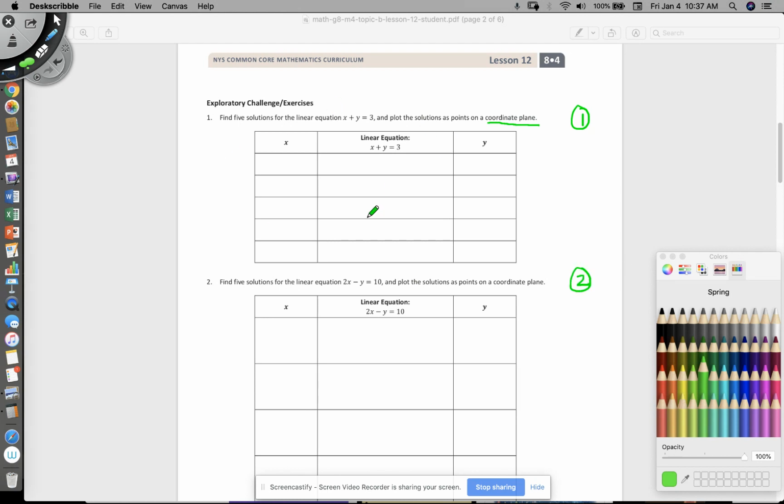But I will help you with setting up the table, but you will need to do your own graphing. So we want 5 values. I'm just going to make it easy. 1, 2, 3, 4, 5. All right. So I'm going to plug these values in for my x. So I'm going to say 1 plus y equals 3. 2 plus y equals 3. 3 plus y equals 3. 4 plus y equals 3. And 5 plus y equals 3.